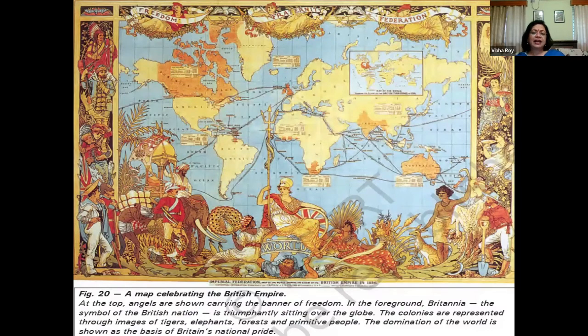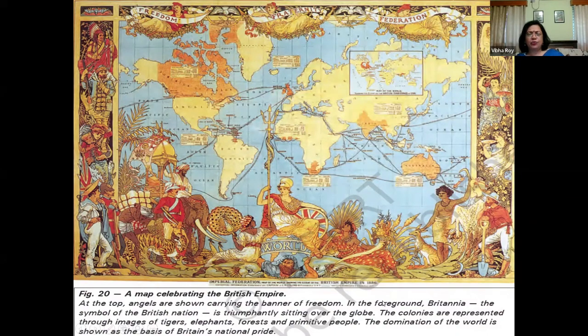So this map, in fact, is there in the book. They may be asked, we have to explain this to the children. What is this map showing? So at the top, we see angels are carrying the banner of freedom.